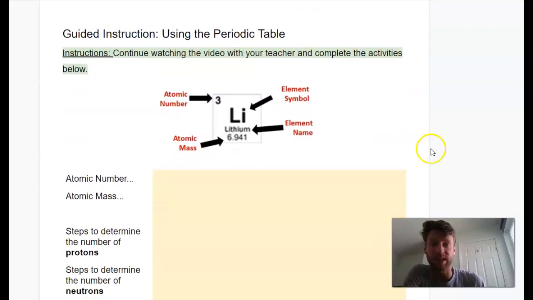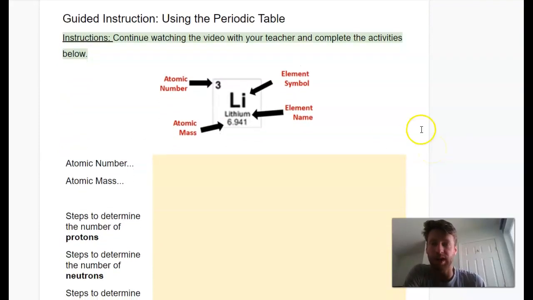All right. We're going to dive into the meat of our lesson. So we're going to be learning how to read the periodic table and use this little square to calculate protons, neutrons, and electrons instead of needing an atomic model to do so. So just a quick review. Our atomic number is our whole number. Our element symbol is the 1 or 2 letter symbol, abbreviation. The element name is the full name. And the atomic mass is the number with some decimal points after it that's usually found below or on the bottom of the element square.